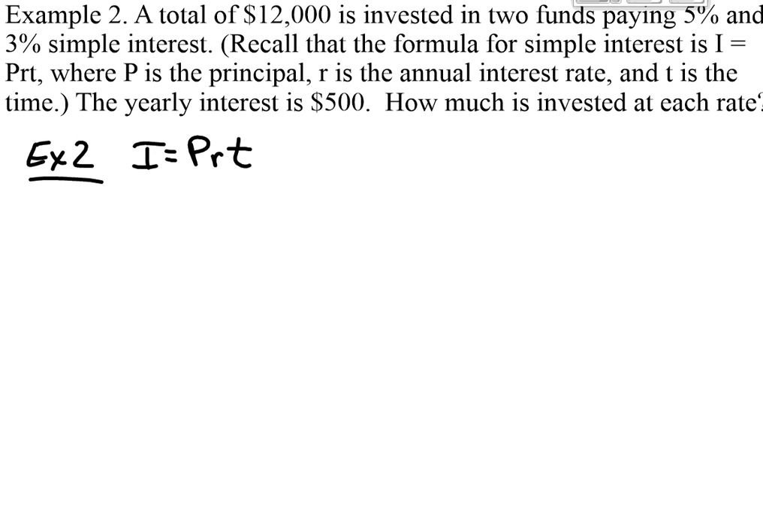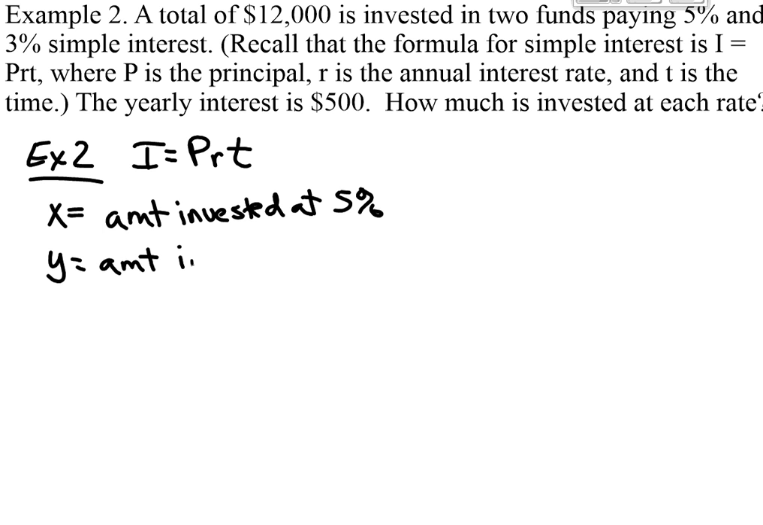And just simple interest, not calculated at different times and things like that. So we're just going to say let X equal the amount invested at, and it doesn't matter which one it says first, 5% we'll say, at 5%, and Y can be the amount invested at 3%.